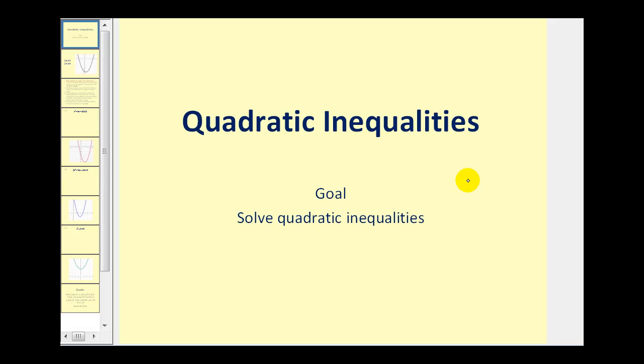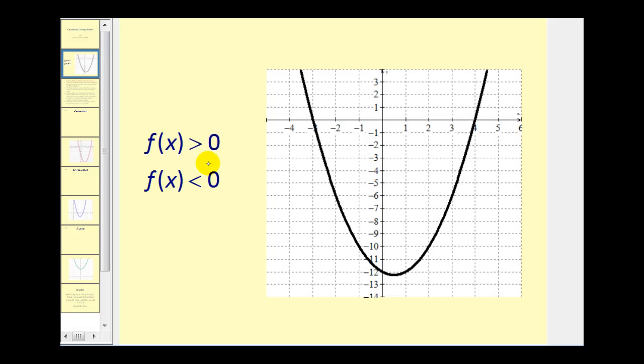Welcome to a video on quadratic inequalities. I'd like to start by taking a look at the graph of a quadratic function. Before we talk about where the function is positive or negative, let's first talk about where the function is equal to 0. Remember, when we're talking about function values, we're talking about y values. So the x-intercepts represent where this function is equal to 0, here and here.